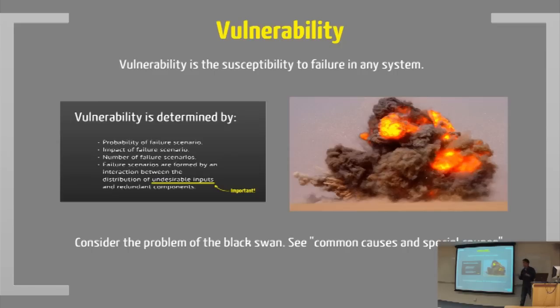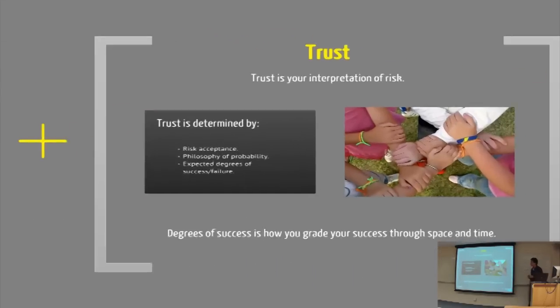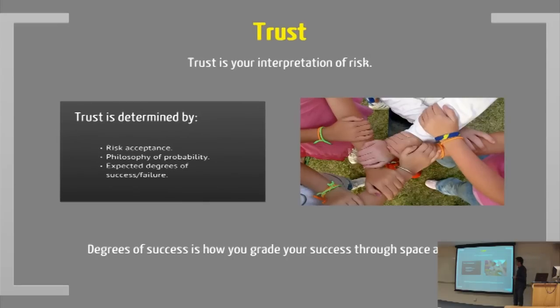How can you calculate the probability of things like that? So that's a bit of a question to figure out. Now, your trust is your interpretation of risk. Your trust is determined by risk acceptance, philosophy of probability, and expected degrees of success and failure. So obviously there's no one way of succeeding. There are obviously multiple forms or conceptions of success.